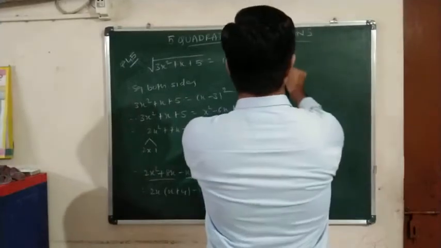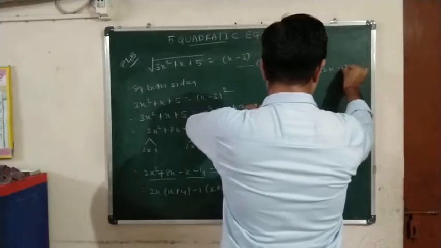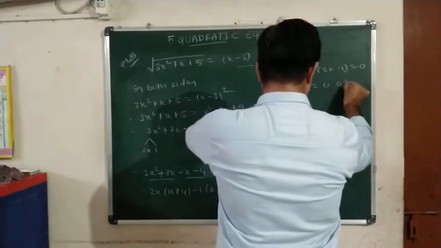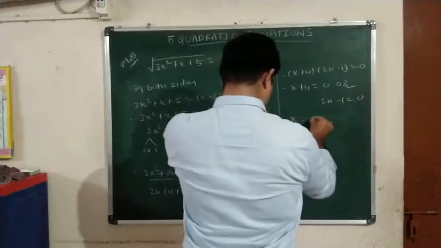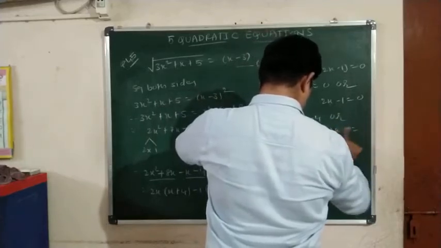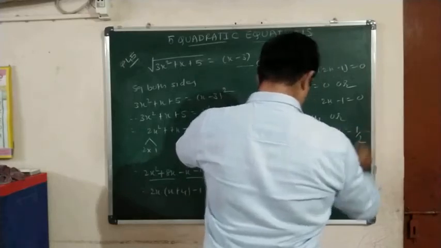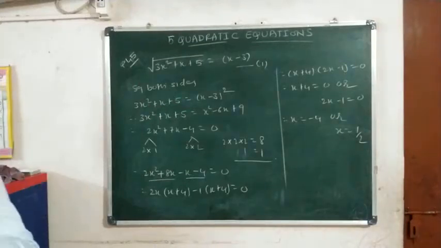Okay, therefore x plus 4 into 2x minus 1 equals 0. Therefore x plus 4 equals 0 or 2x minus 1 equals 0. Therefore x is equal to minus 4 or x is equal to 1 by 2. So we got the two values of x over here. Now we will check both the values by putting these values in the first equation.